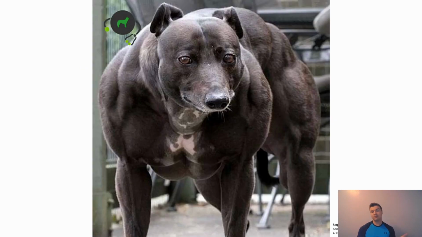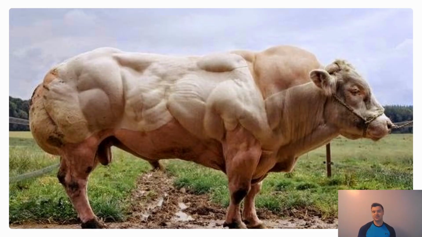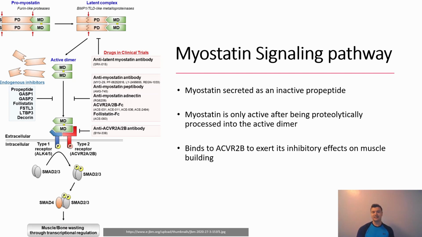Next, we'll look at the bully whippet, which is a homozygous knockout for myostatin, very muscular, very lean. The next would be the Belgian blue, which is a myostatin knockout. So it's very big, very muscular. Next, let's move on to the myostatin signaling pathway.